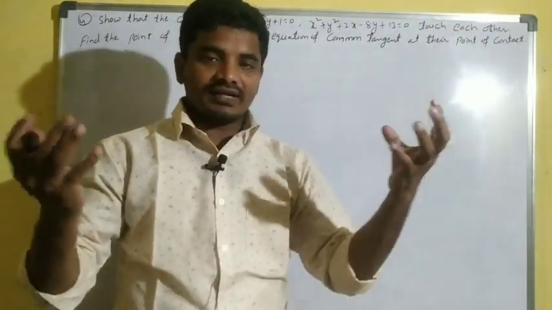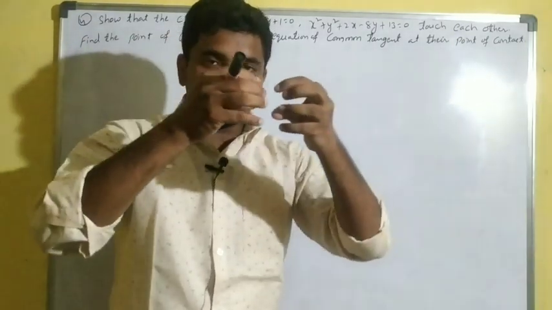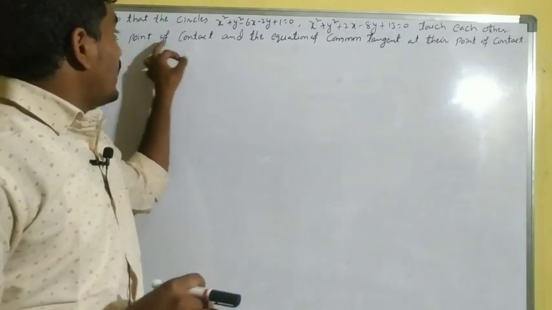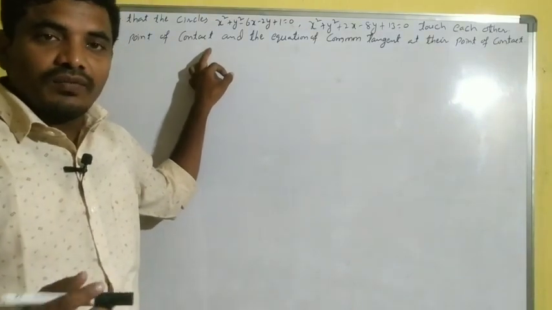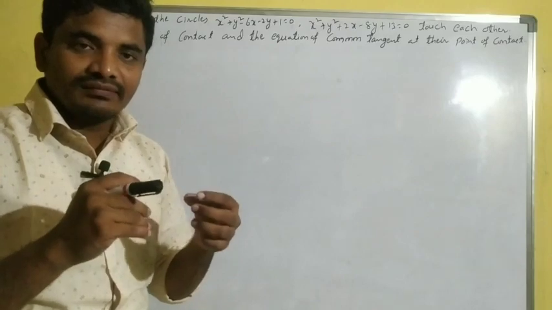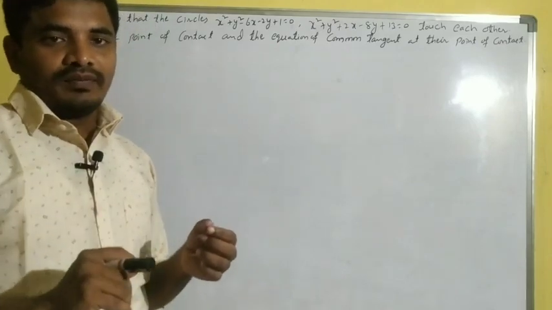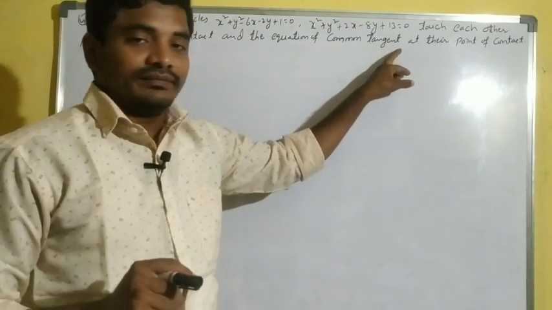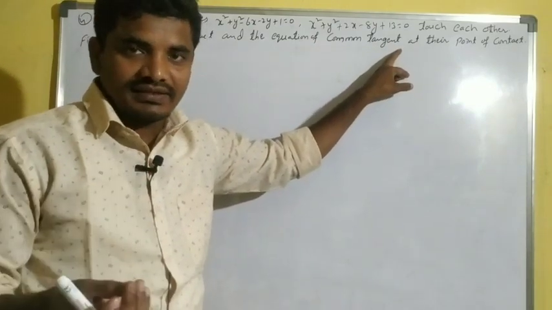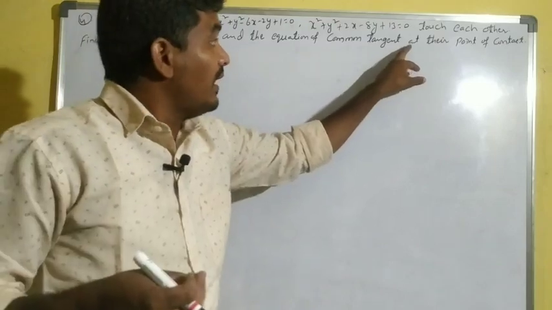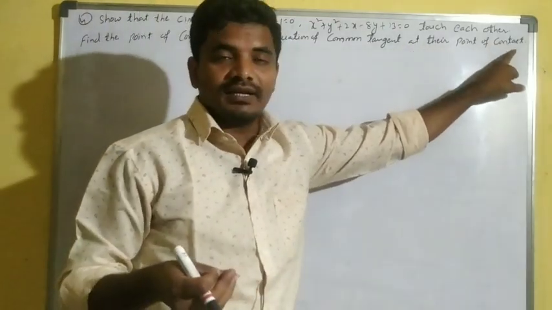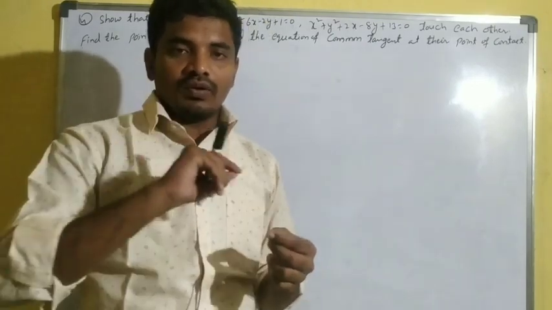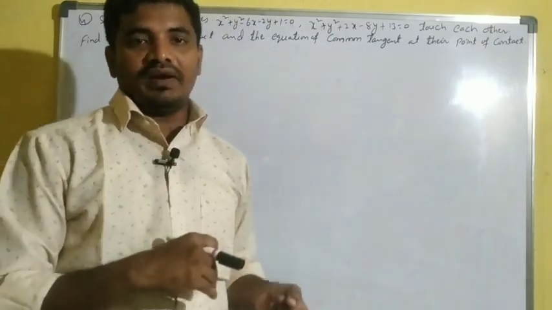For example, this is the first circle, this is the second circle. The two circles touch each other. And here find the point of contact. So where the two circles intersect, that point we have to find. And the equation of the common tangent, we have to find the tangent of the two circles at their point of contact. That means where the two circles are intersecting, through that we have to draw a tangent. That equation we have to find.